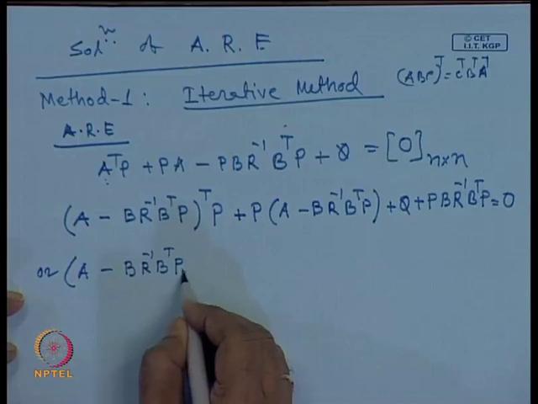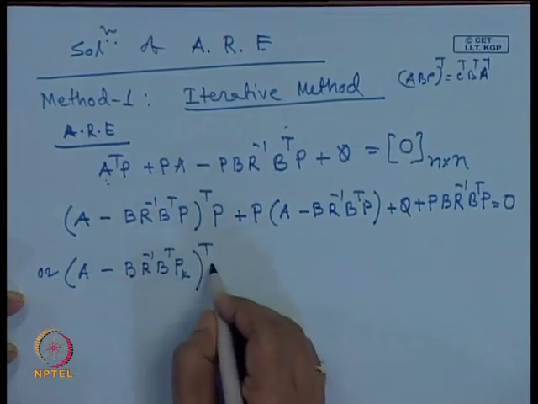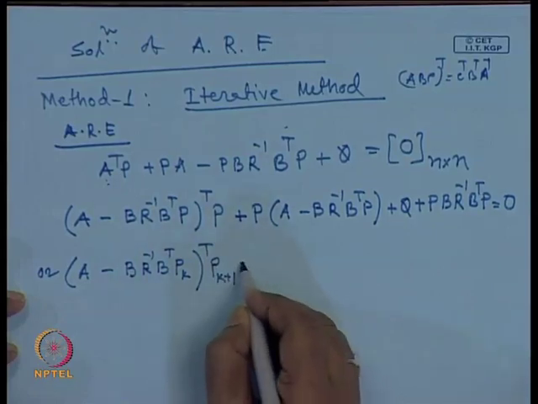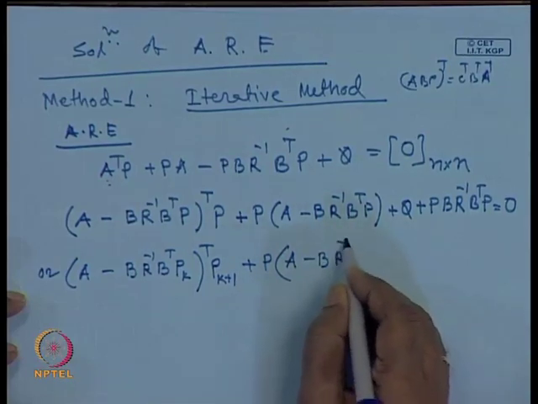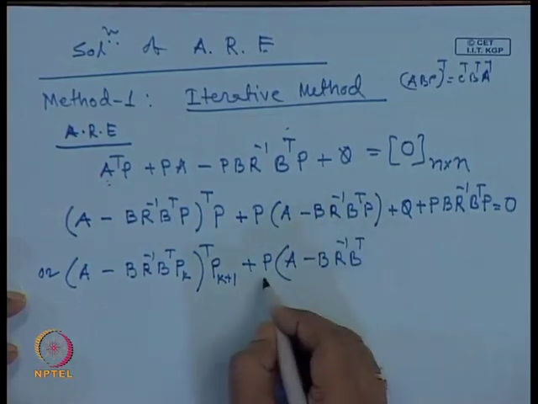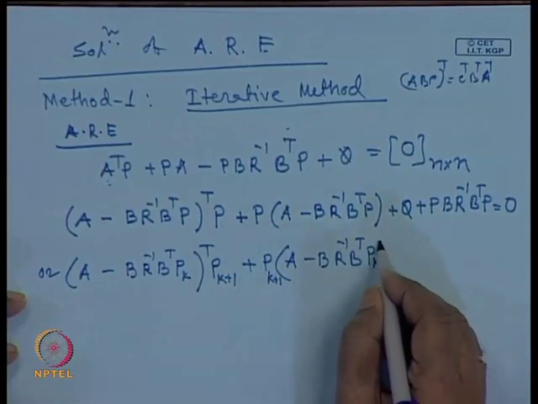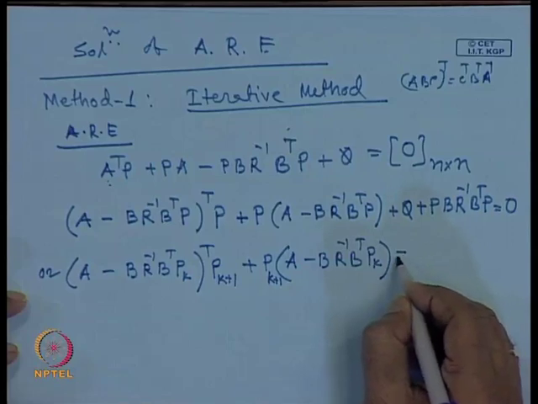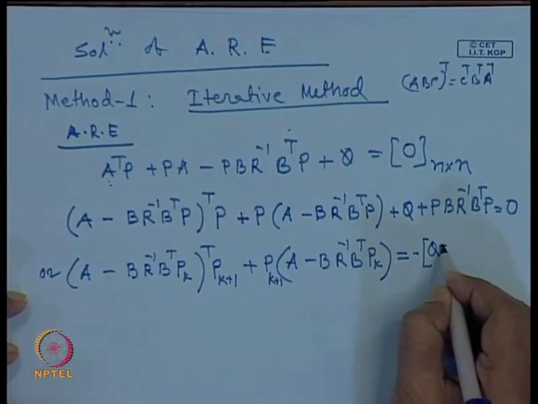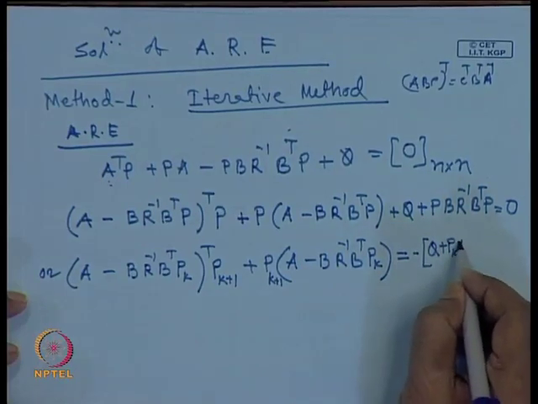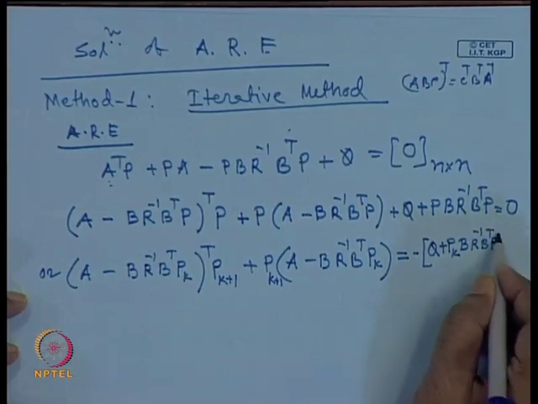Let us call this, I am writing P suffix k, the kth iteration value of P, transpose P k plus 1, then P A minus B R inverse B transpose. This I am writing k plus 1, k plus 1 is the iteration, this k is equal to, if I take this side equal to Q, then P k B R inverse B transpose P k.